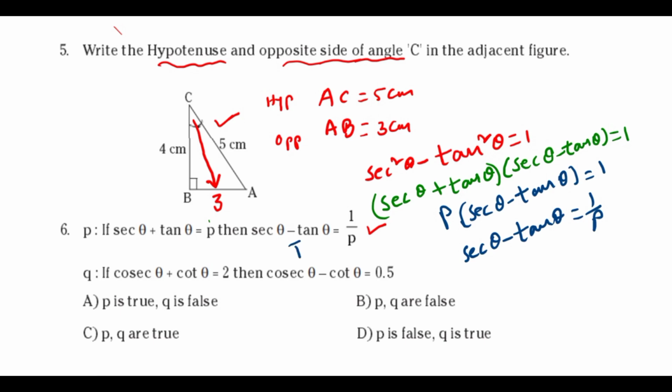Now cosecant theta plus cot theta equal to 2, then cosecant theta minus cot theta. Yes, as per the same logic, you will get 1 by 2 here. 1 by 2 is nothing but 0.5. So this statement is also true. The same logic you can follow by using cosecant square theta minus cot square theta. If it is 2, then you will get 1 by 2 here. 1 by 2 is nothing but 0.5. So both statements are true. P and Q are true. Option C is the right answer for this question.